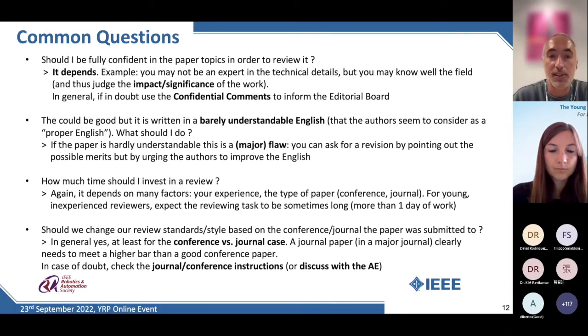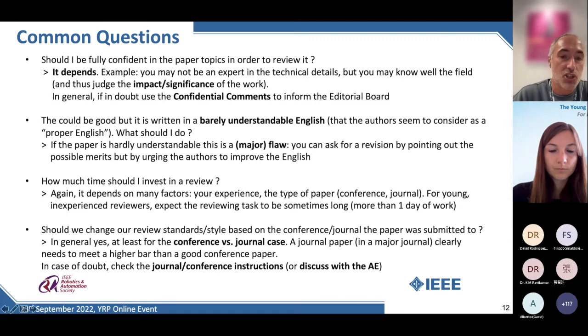This is why when you accept a review, remember that reviewing a paper takes time. So if you accept it, you have to book in your agenda the time to review the paper. So this is very important. You have to commit yourself to review the paper, knowing that it will take some time.